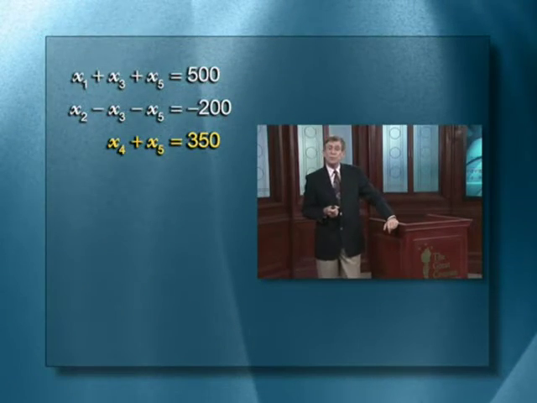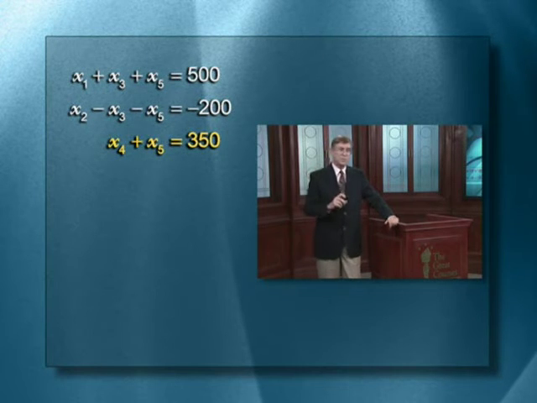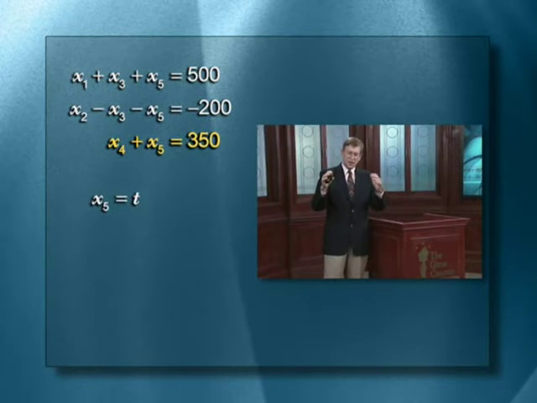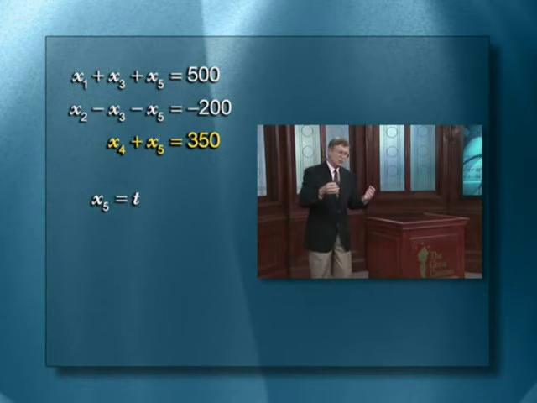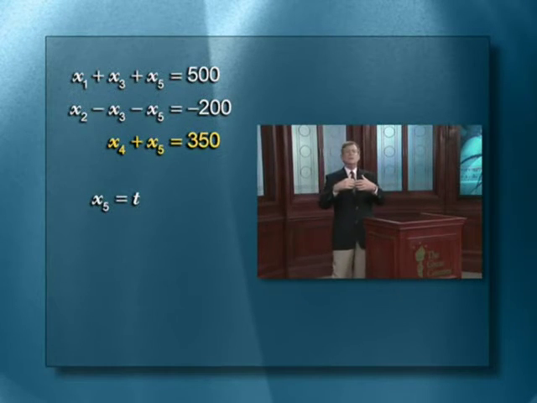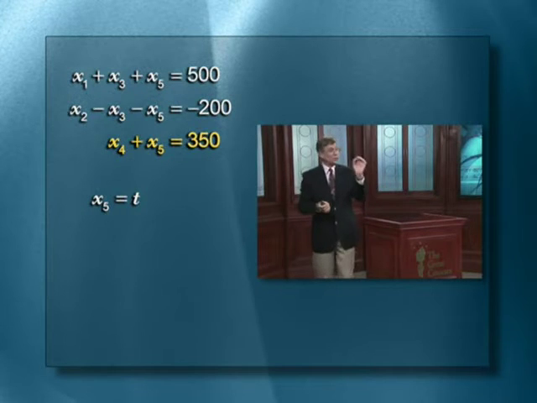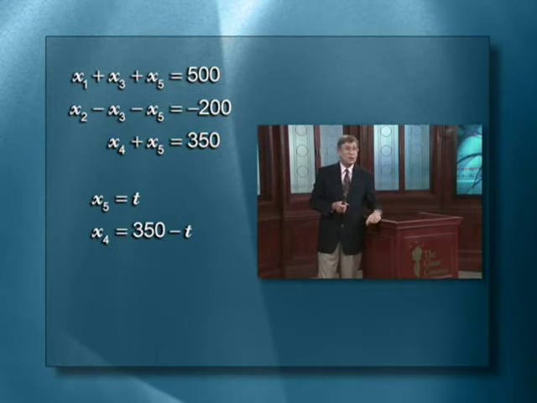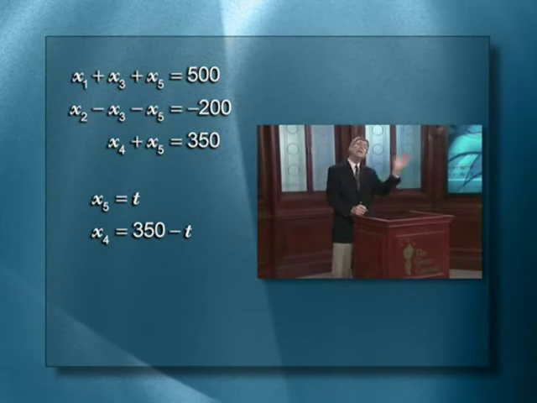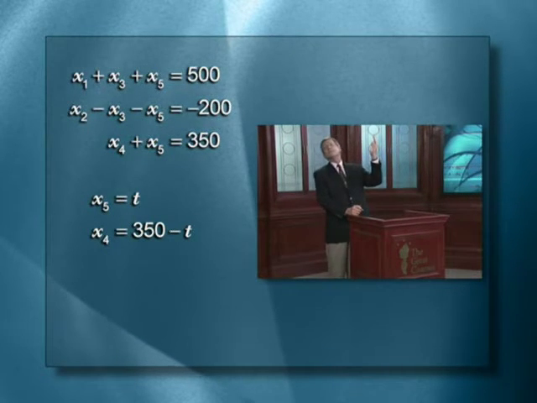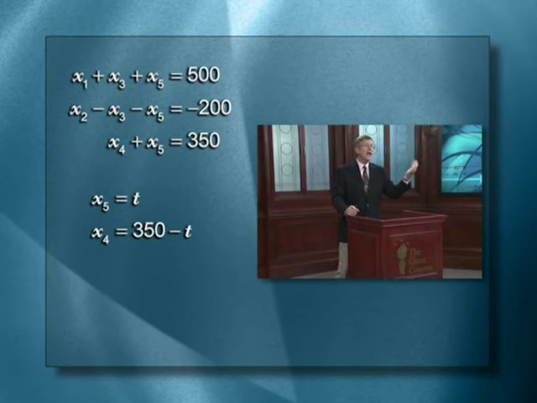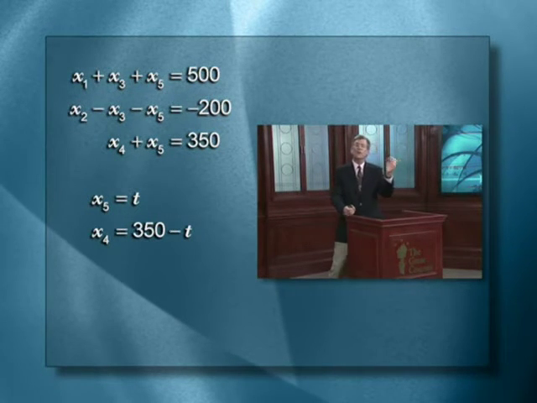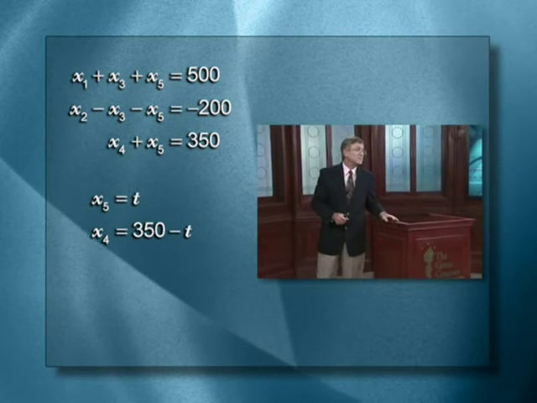You kind of work backwards. Look at that third equation. x4 plus x5 equals 350. Think of x5 as being the independent variable. I like to use the word free variable. x5 can be anything it wants. But once you've selected x5, x4 is determined. It's going to be 350 minus x5. So here's how we write it. x5 can be anything it wants to be. Call it t. And once you've determined that value, x4 is 350 minus t.